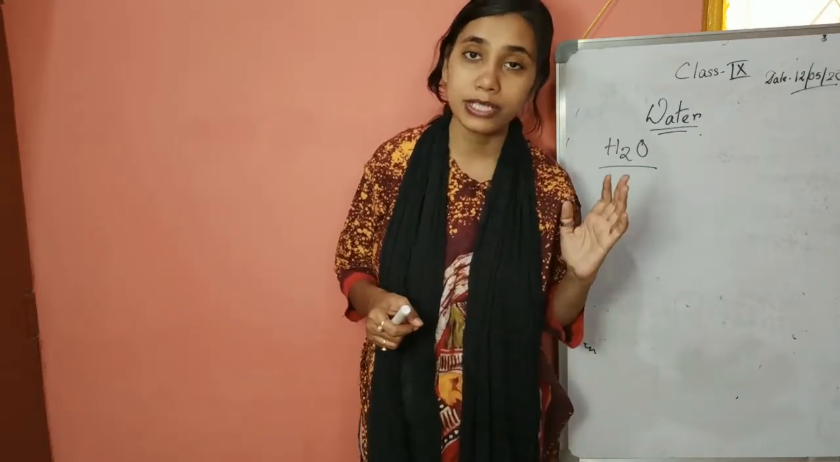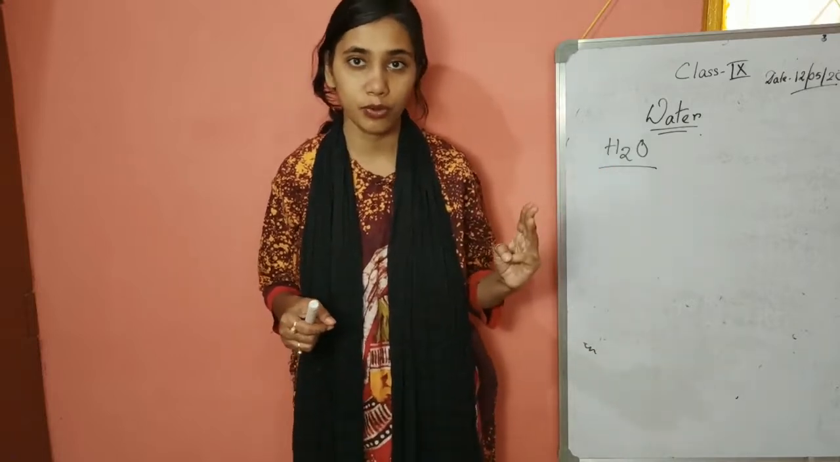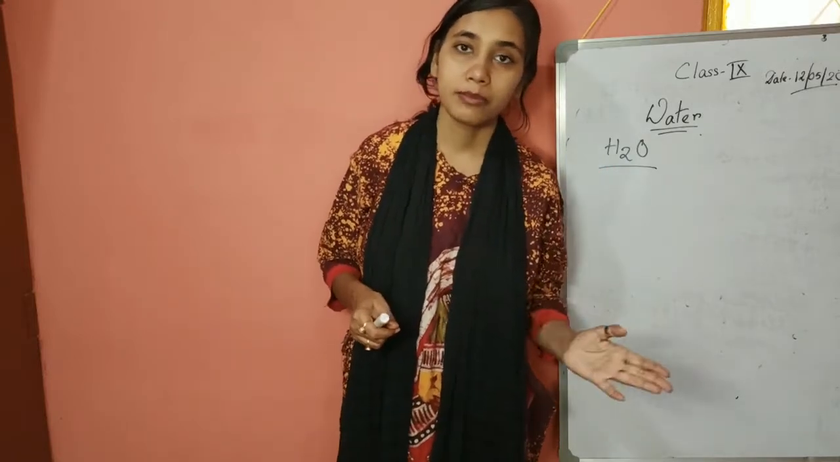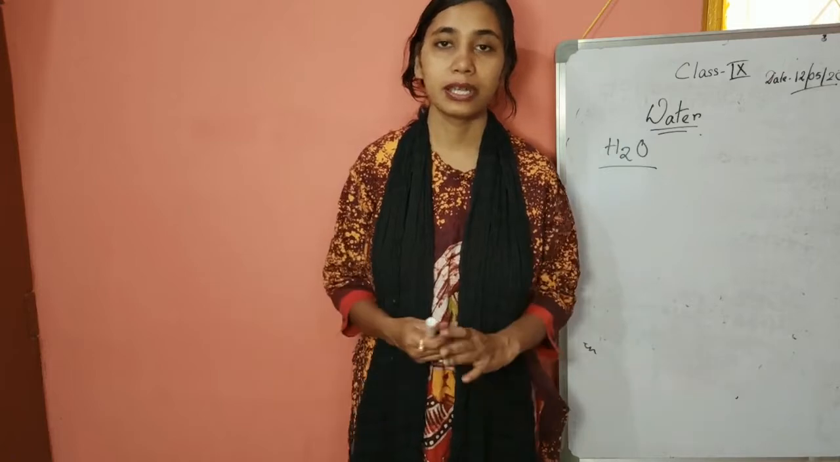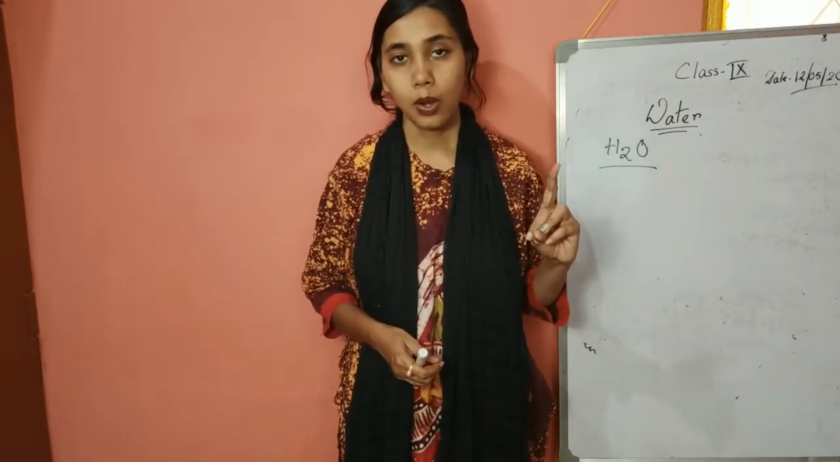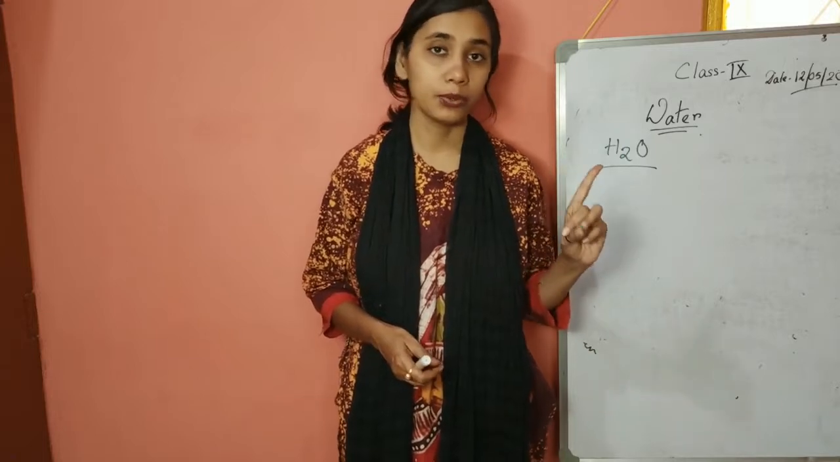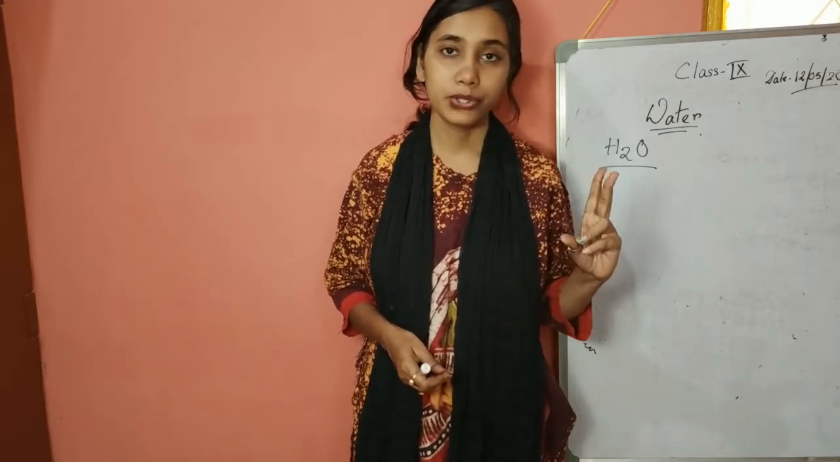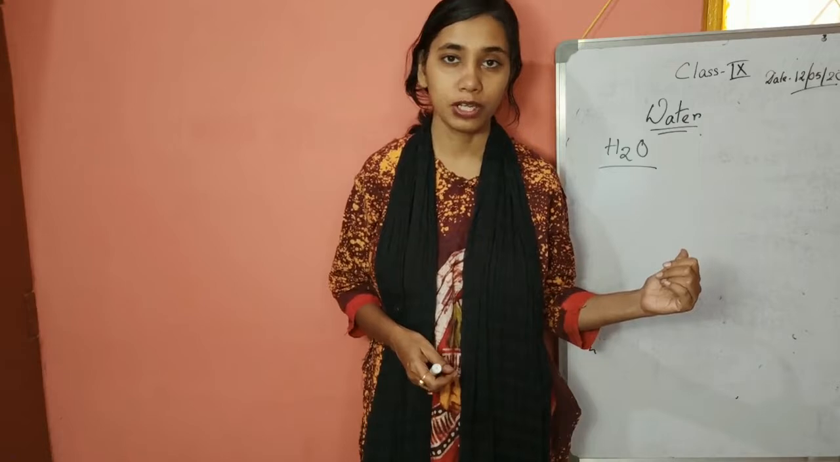There are other bonds as well. Do not think that only 3 types of bonds are there. There are metallic bonds, hydrogen bonds, many different kinds of bonds present. But at present, we will be discussing 2. One we have done in class 8, that is ionic bond. Covalent bond we should know before we start the water molecule.